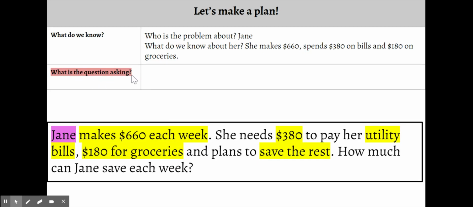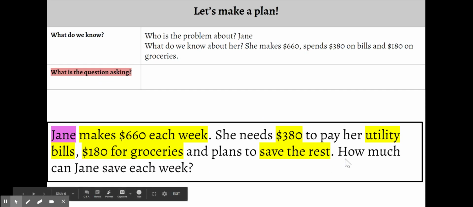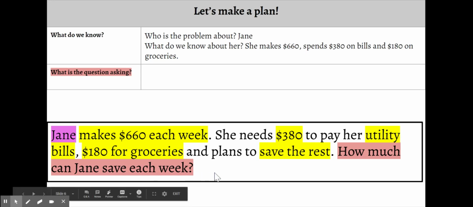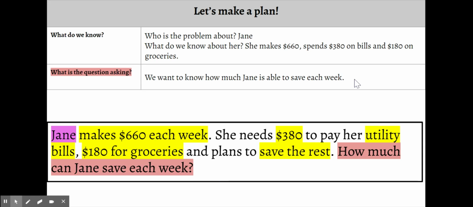What is the question asking us to find? We look, we find a question mark. How much can Jane save each week? So we're not looking for how much she spends, we're looking for how much she can actually save every single week. That's where we write our question.